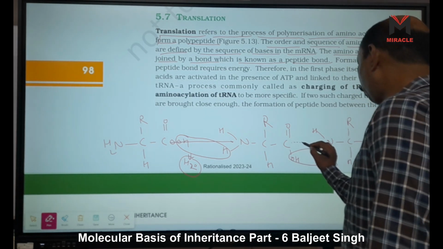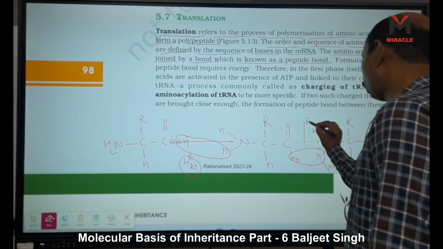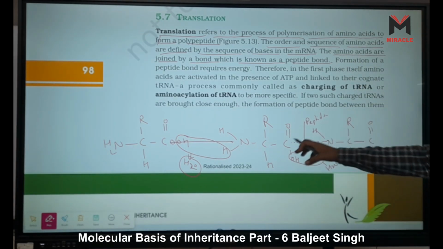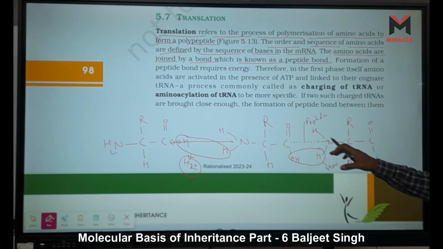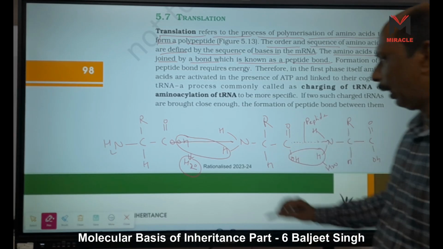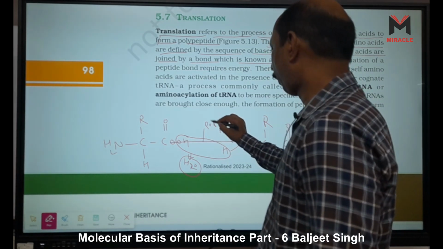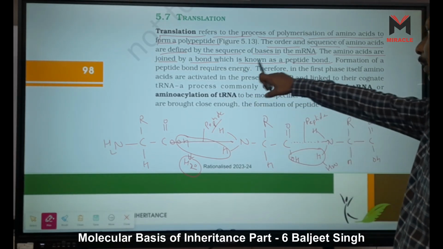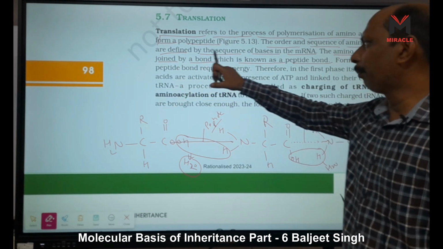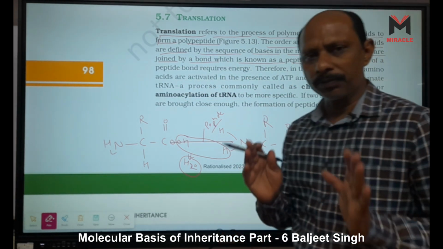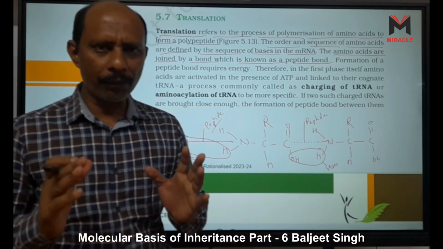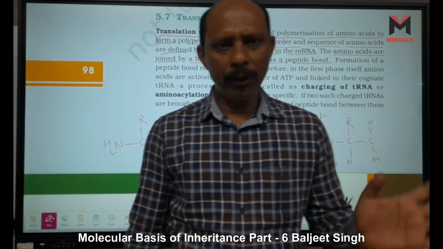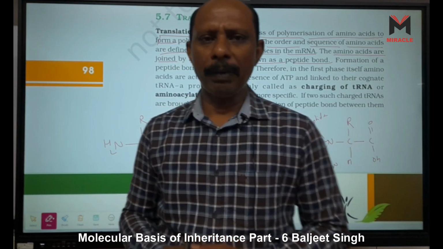Now a bond is formed between these two. This bond is called peptide bond, between C and N: the carbon of the carboxylic group and the nitrogen of the amino group. A structure is formed, and this bond is called peptide bond. The amino acids are joined by a bond known as peptide bond, and it is formed between carbon and nitrogen. The carbon of the carboxylic group of one amino acid binds with the nitrogen of the amino group of another amino acid, and this bond is called peptide bond.